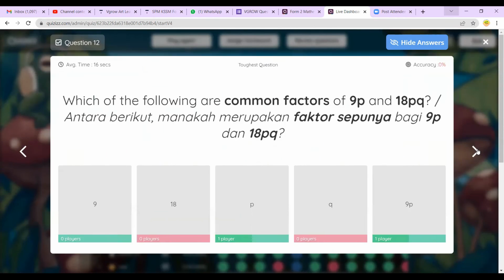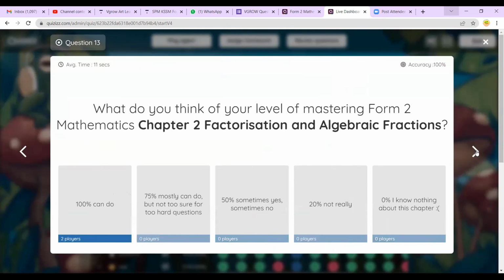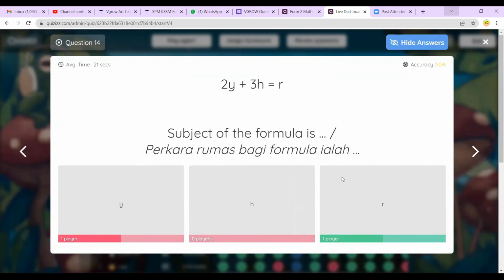Yeah, antonym. Okay, this one you have to tick those applicable. If not, then you get wrong. Because you have 3 answers here. Common factors means both 9p and 18pq can be divided by 9, divided by p, and also 9p. So you have to choose all the common factors. Okay. Wow, 100% can do. Okay, that's good.